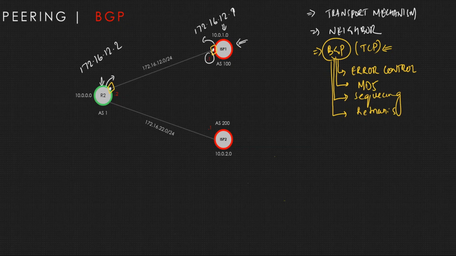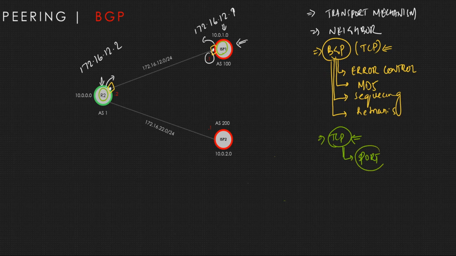BGP forms a relationship between them whenever there is a neighborship, or whenever BGP wants to have a peering session. For example, let's say R2 wants to have a peering with ISP1. So what will happen when it forms a peering session? BGP first of all needs to initialize the TCP socket. As the transport mechanism relies on TCP, you need to initialize that TCP socket.